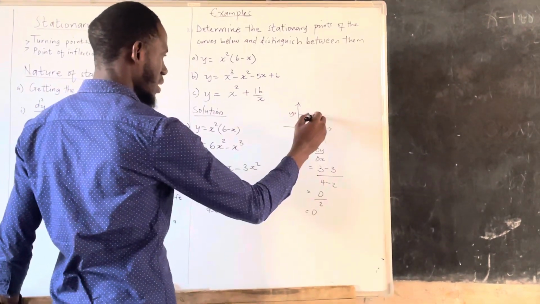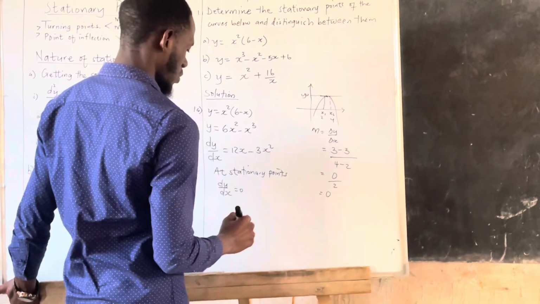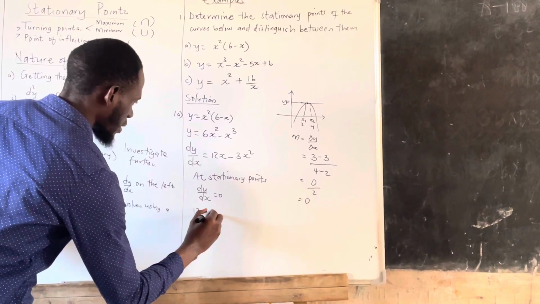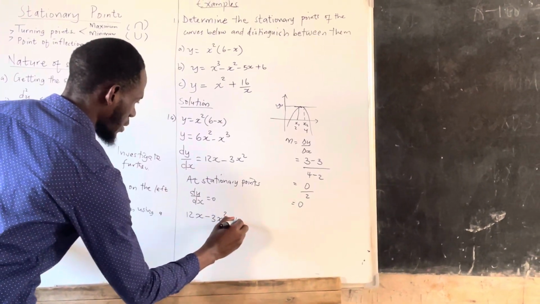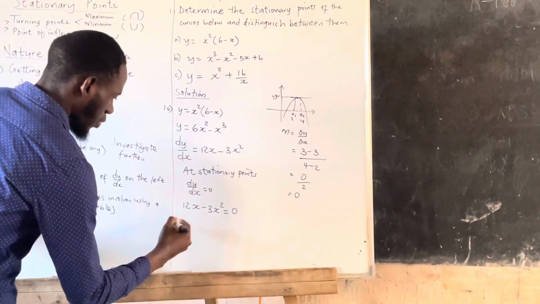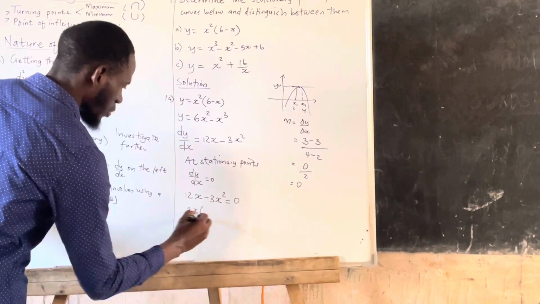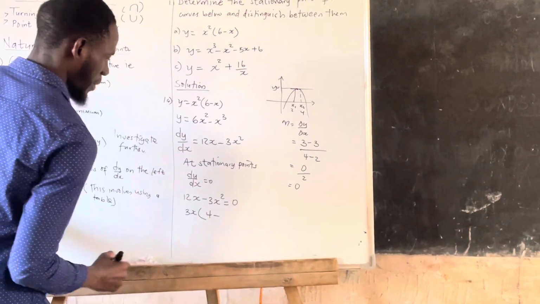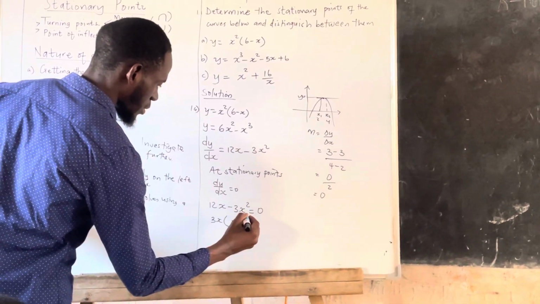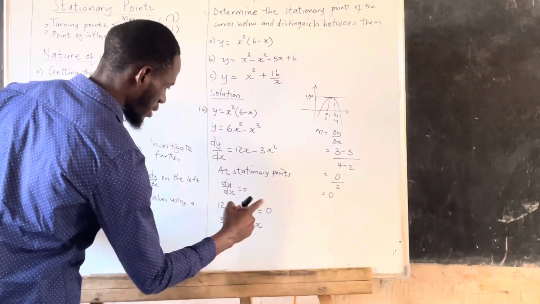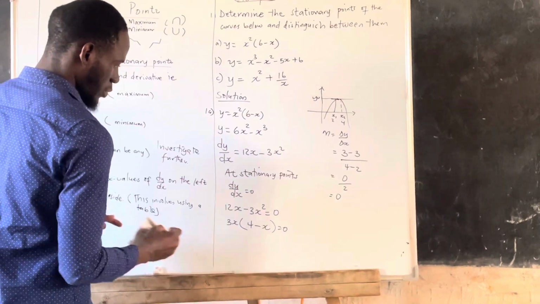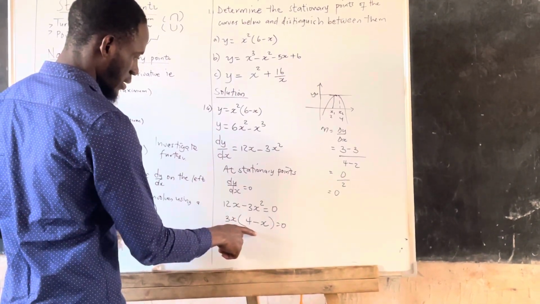Then we know that at this turning point, at this stationary point, dy/dx is equal to 0. So we equate this to 0 and we shall have 12x minus 3x squared is equal to 0. Simplifying this, we factorize out the common term, which is 3x. We remain with 4 minus x, equal to 0. Because when you open the brackets, we come up with 12x minus 3x squared.